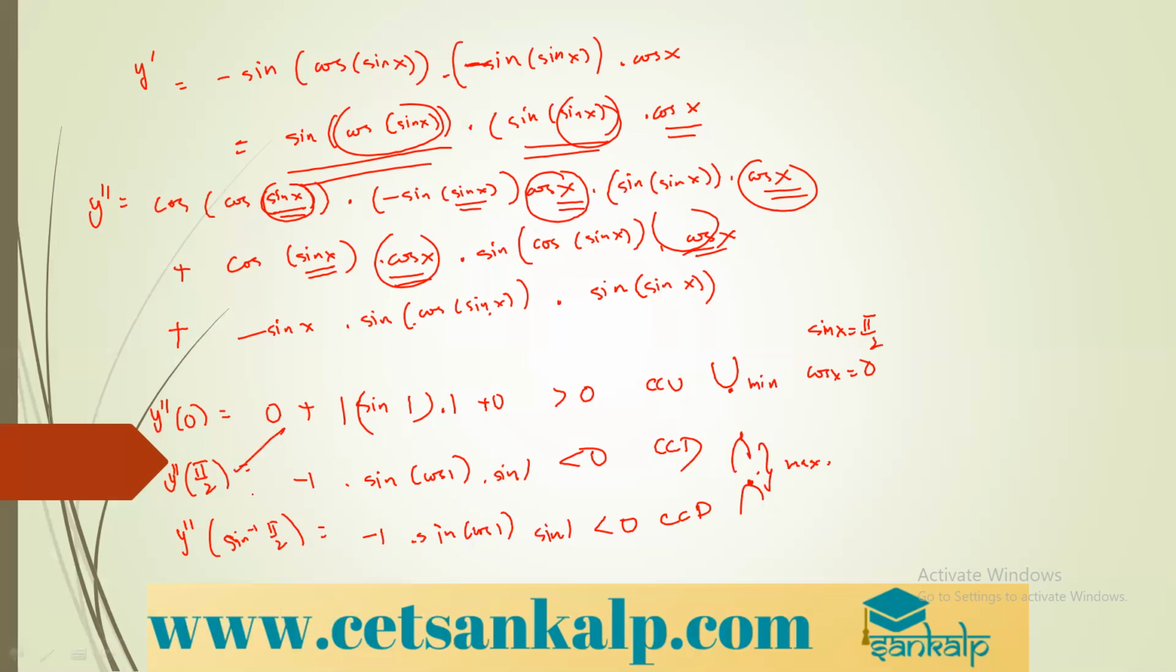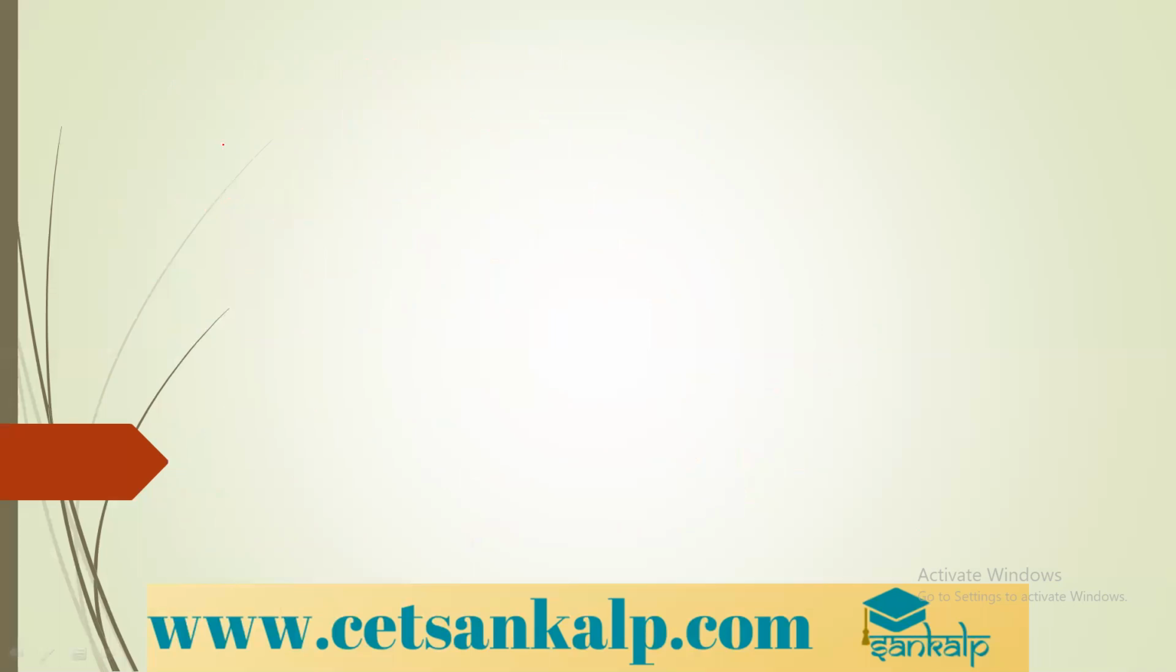Maximum value means we can take these two. That means pi by 2, sine inverse pi by 2. Maximum is happening at x equal to pi by 2 or sin x equal to pi by 2. But because we have to find the value, we'll put it in the original function.